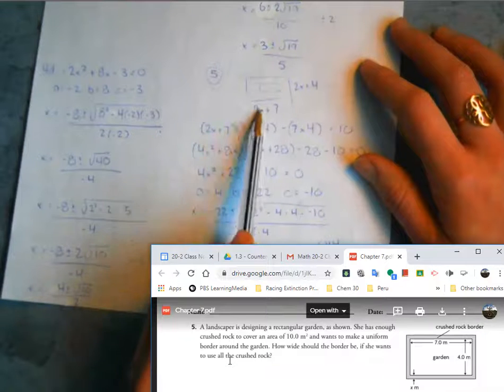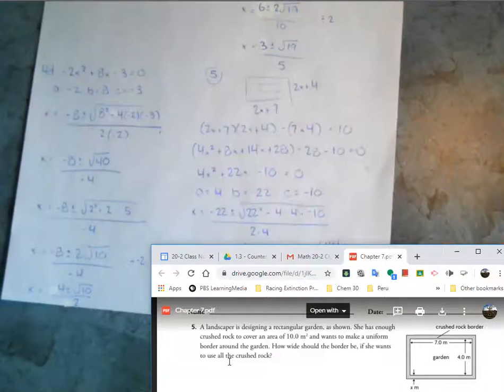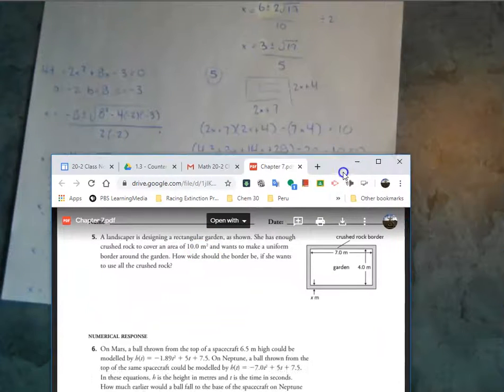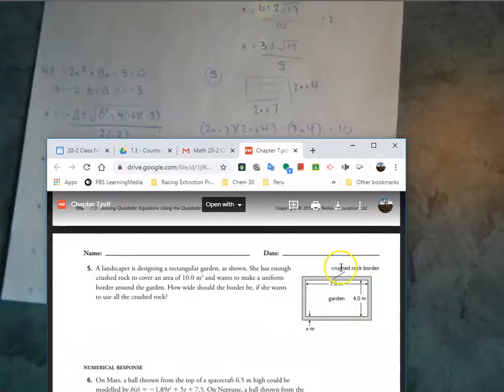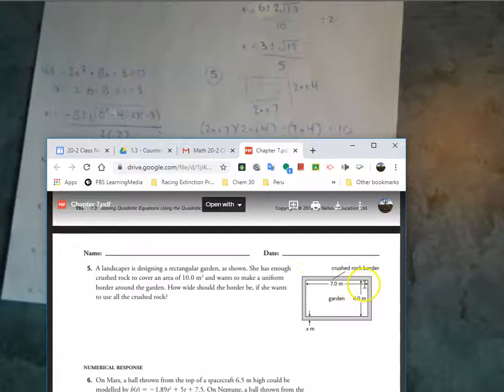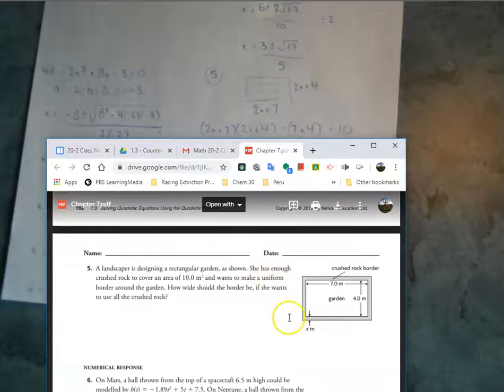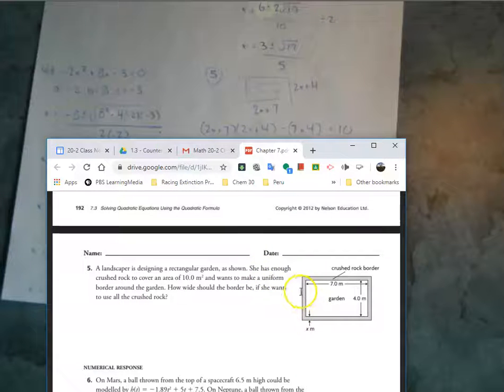So basically, I set up for this length of the garden. If you look at what we have here, I'll just move it down a little bit so it's easier to see. So basically you have the length of the garden is 7 meters, and we know that the width of the border, because it's going to be the same on all sides, right? Uniform border. So we can represent this width for all sides with x.